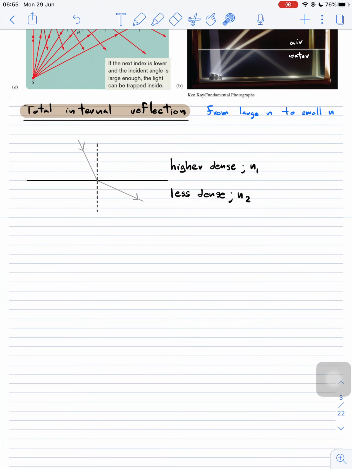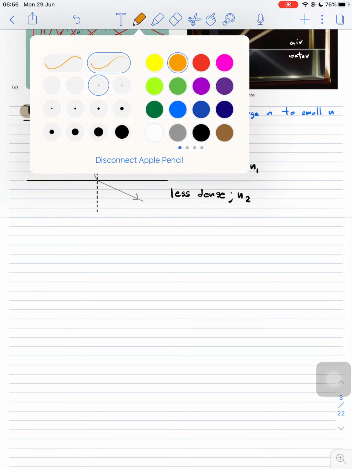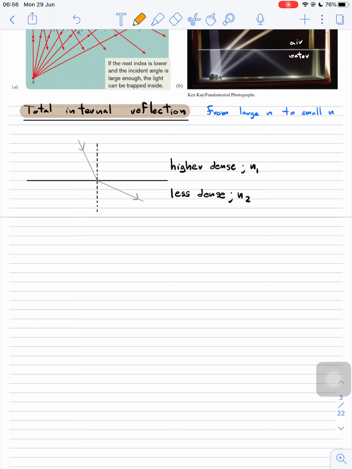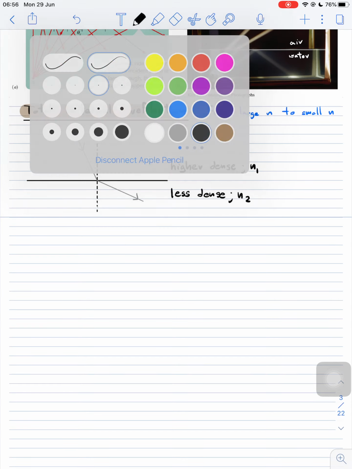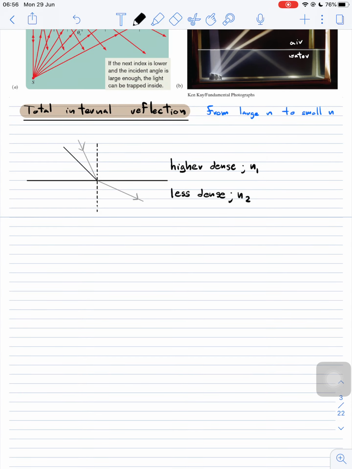When the light comes from the higher density to the lower density, the refracted ray must be bent away from the normal line. But what happens if we increase the angle of incidence? Let's consider maybe this one. If we increase the angle of incidence, this refracted ray is going to be bent away more from the normal line.